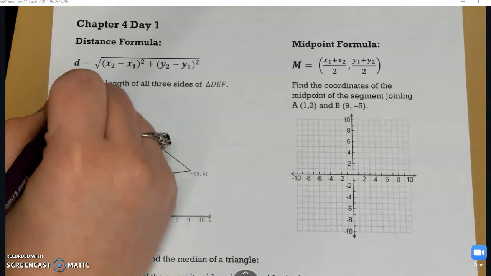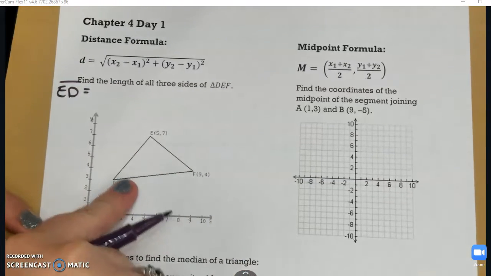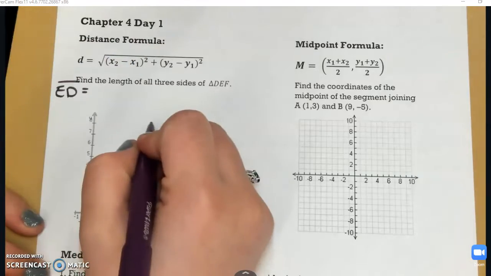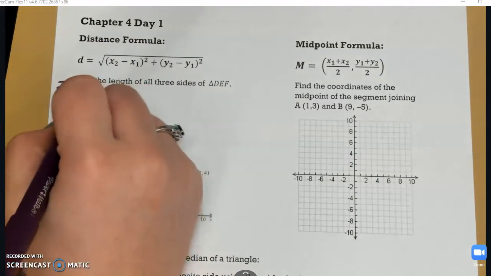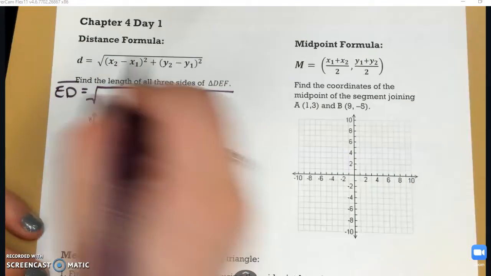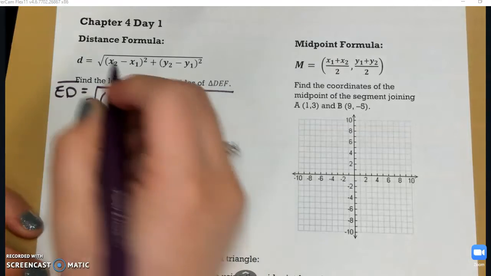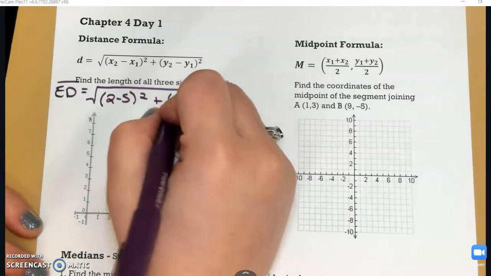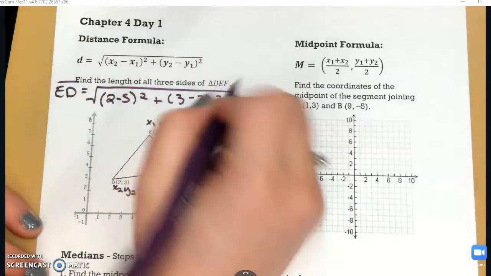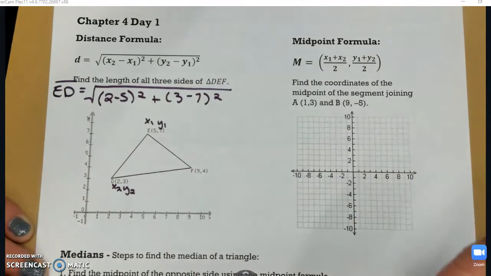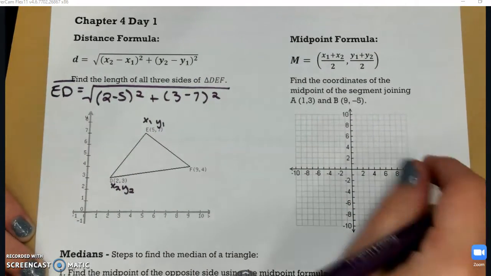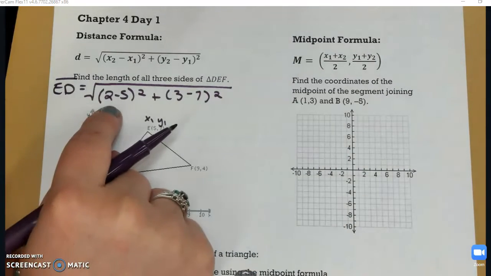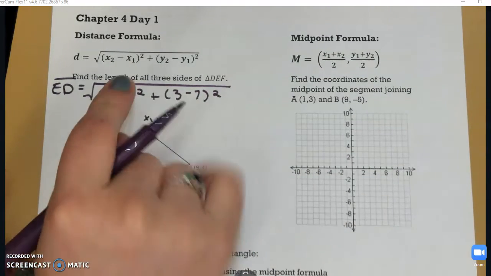Side ED. So D was my second point, so I'm going to let this be my x2 and y2. And this will be my x1 and y1. So I find that length by taking 2 minus 5 squared plus 3 minus 7 squared. So once you have your x1, x2, y1, y2s in the correct places in your formula, it's just order of operations from there. So I need to take care of what's inside my parentheses first.